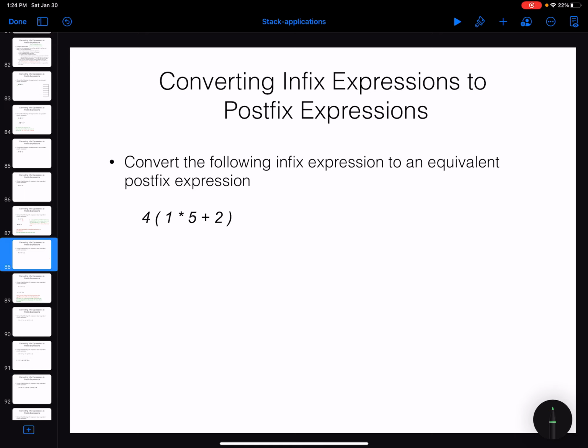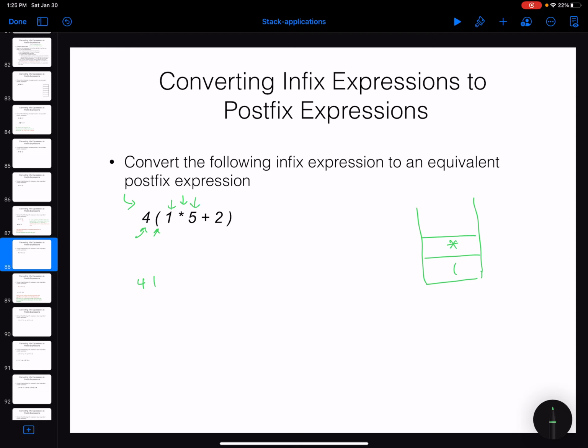Let me show you another example. How about this one? What is going to be the output of your algorithm over an input expression like this? Let me just apply it. It is an operand, you put it in the output. Open parenthesis, you put it in the stack. An operand, you put it in the output. An operator, you look at the stack. The top of the stack is an open parenthesis, so there is no operator to be worried about. You just push the operator here.